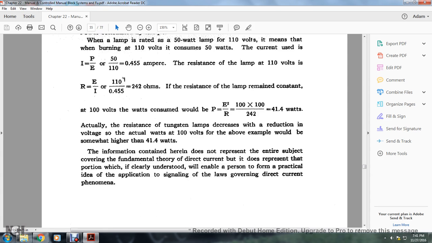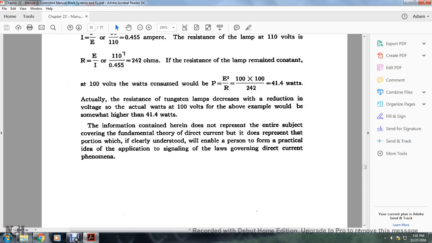The resistance of a lamp is constant. At 100 volts, the power consumed is P equals volts squared divided by ohms, or 100 times 100 divided by 242, equals 41.14 watts. Actually, the resistance of tungsten lamps decreases with the reduction of the voltage, so the actual watts in the above example would be somewhat higher than 41.4 watts.